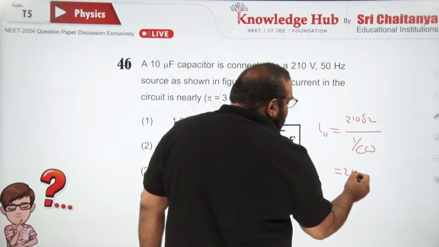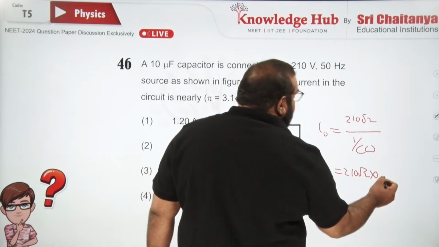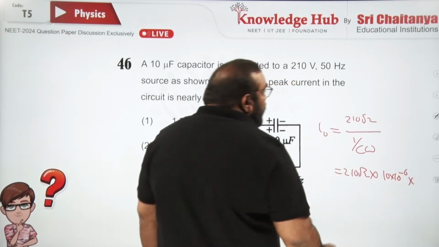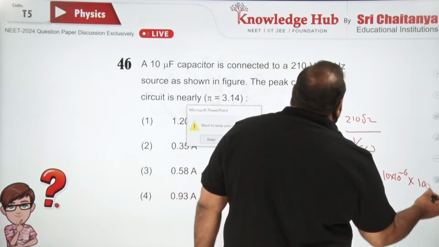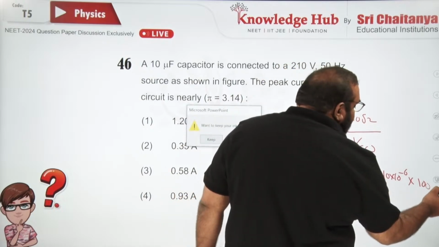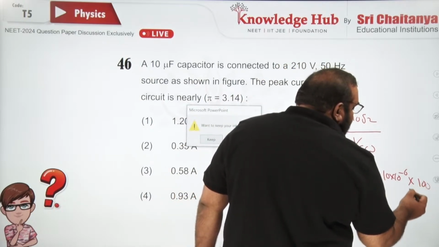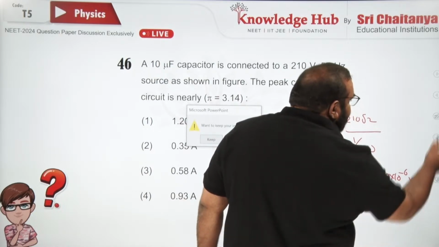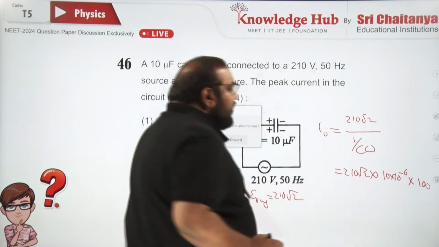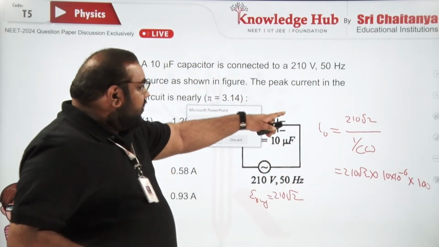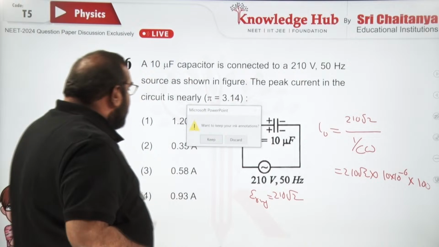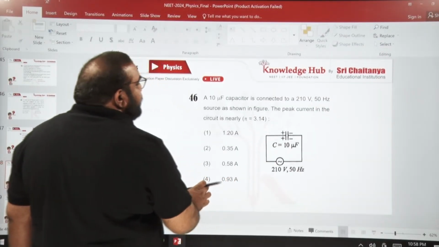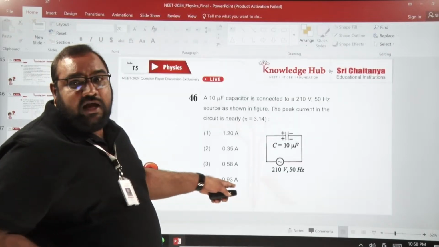If I substitute the values 210 root 2 and whatever the capacity, 10 microfarad, so 10 into 10 power minus 6, and whatever the omega, 2 pi f. So the value of f is given as 50, so 100 pi. If you substitute these values, 100 pi, then by solving the calculation we will get 0.93 as the answer.